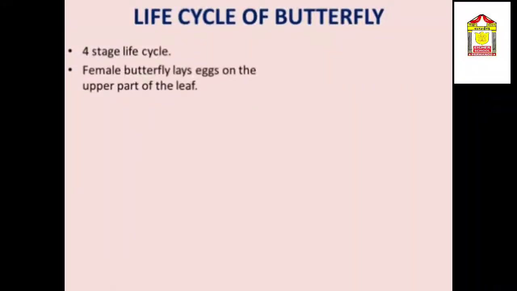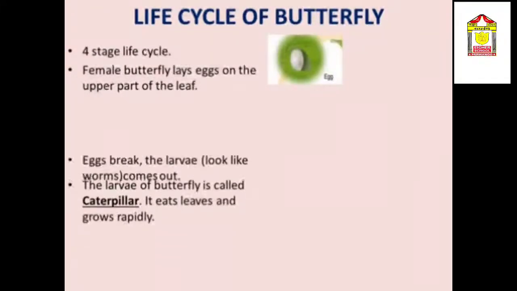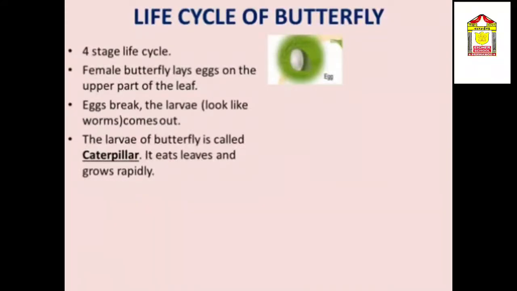Now the last part of this chapter is the life cycle of the butterfly. It is a four stage life cycle. First, the female butterfly lays eggs on the upper part of a leaf. Second, the eggs break and the larva, which looks like a worm, comes out. When eggs break, to usme se kya bahar nikalta hai? Larva, jo ek chote se worm, matlab keede ki tarah dikhai deta hai. As you can see here, the egg breaks and the larva comes out.